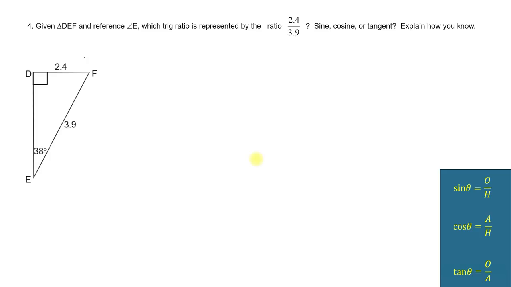Given triangle DEF and reference angle E, which trig ratio is represented by the ratio 2.4 over 3.9? So here's our reference angle, 38 degrees. If we label it, that would make this side opposite, and this side hypotenuse. So opposite over hypotenuse, according to our trig ratios, is the sine trig ratio.